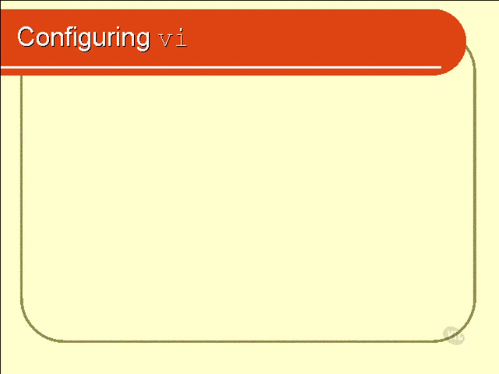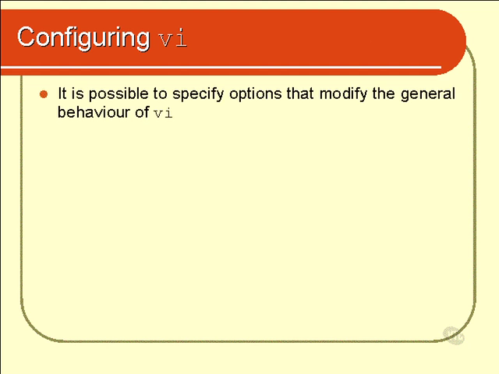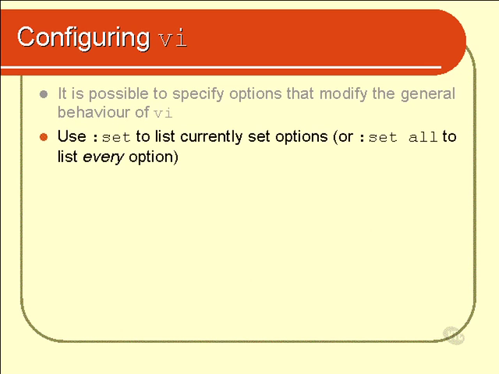In this module, we learn how to set up Vi with some special options that modify the behavior of Vi in slight ways. There's actually a great deal of these options available to us, but not all of them are particularly useful. Anyway, use :set to list the currently set options that you have. Or if you want to list every single option available, use :set all. I'll just show you what that looks like now.